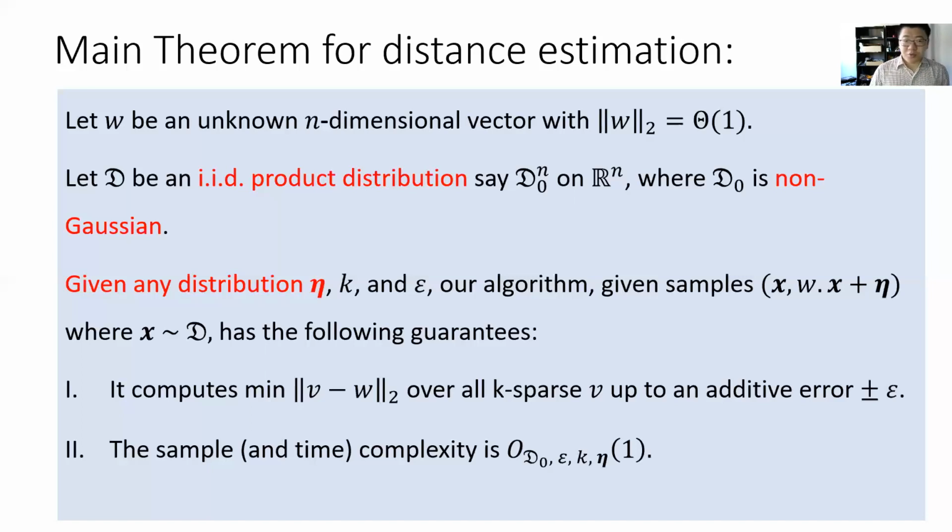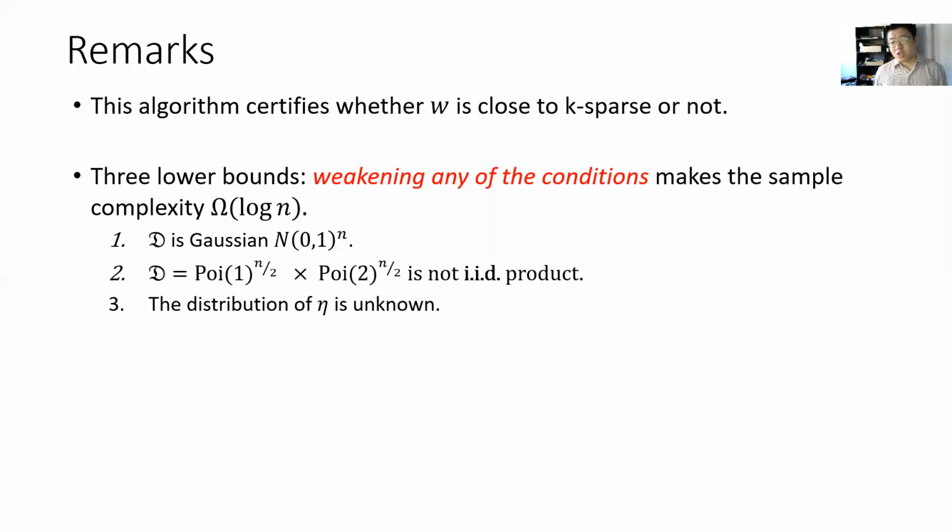But I want to say that we will give three lower bounds to justify these conditions. Basically, we show that weakening any of the conditions will make the sample complexity grow as omega log. So when D is a Gaussian distribution, or when D is not ID product, like the mix of two Poisson distributions, or when the distribution of the noise is unknown, the sample complexity will depend on it. Okay. So that's all I want to say about the lower bounds.